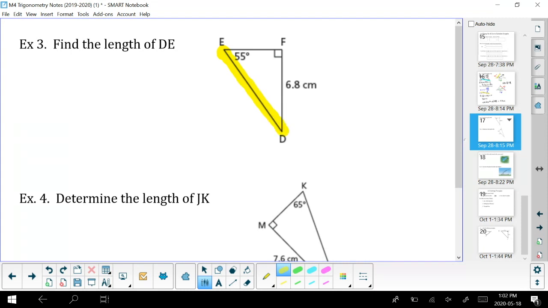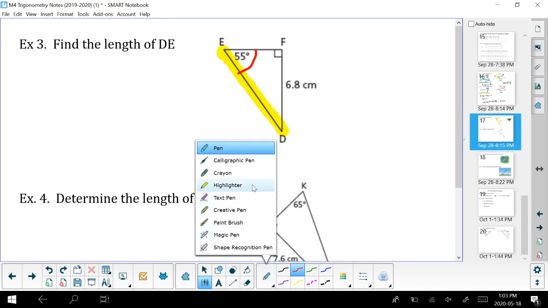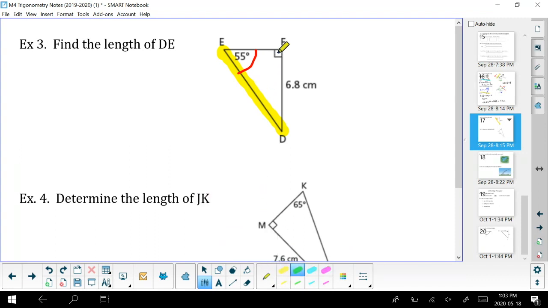which is going to be this side right there. And I'm going to start off by identifying where my reference angle is, which is going to be the 55 degrees right here. Now, something that I get asked about quite often, and something that I probably should have touched on a little bit earlier in the video, is why are we not allowed to use your right angle as your reference angle?